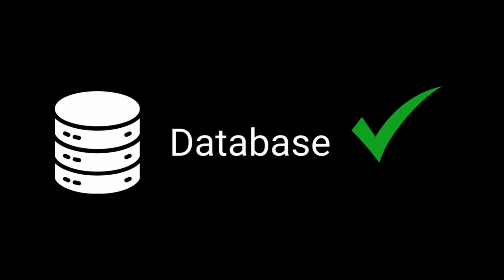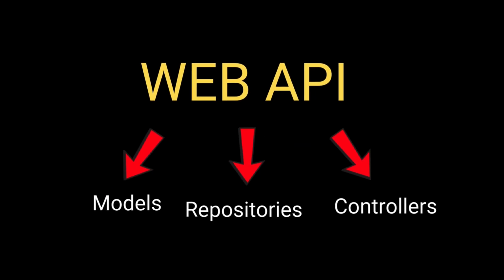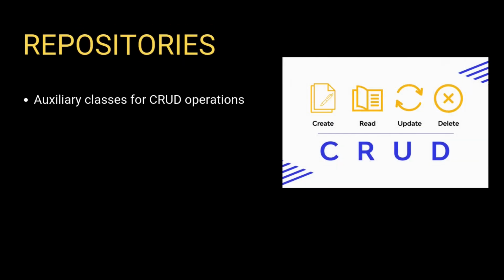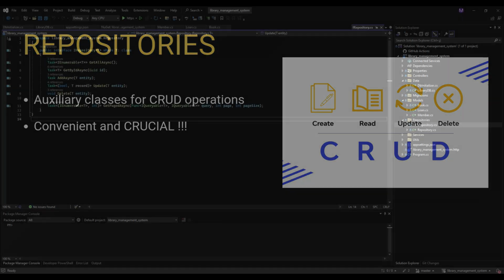In a web API project, we generally have 3 layers: models, repositories, and controllers. We have already discussed the models. Now it's time to prepare our repositories. Repositories are the auxiliary classes that we use for database CRUD operations. They are very convenient and crucial for the project structure.